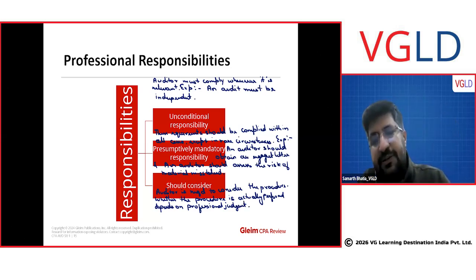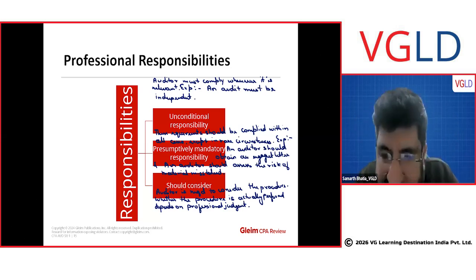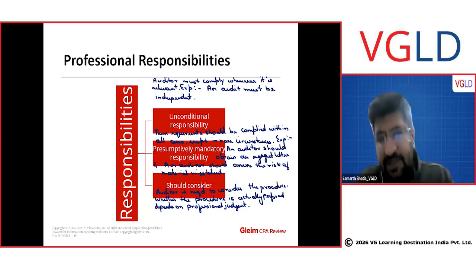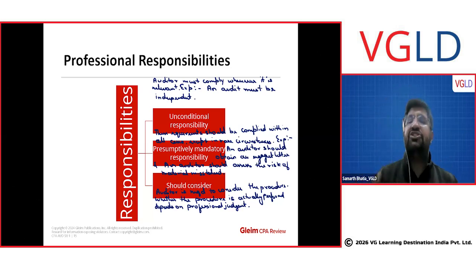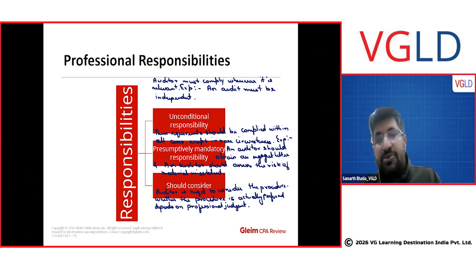For example, we can say auditors should consider the use of internal audit work. It's like they should consider it. If they don't consider it, it doesn't mean there is a violation. Auditors should use the specialist. If any special work is there, they should use the work of a specialist. But it's not mandatory. It's not required. We are not going to use it. There is no violation. So it's should consider. So these are the responsibilities.